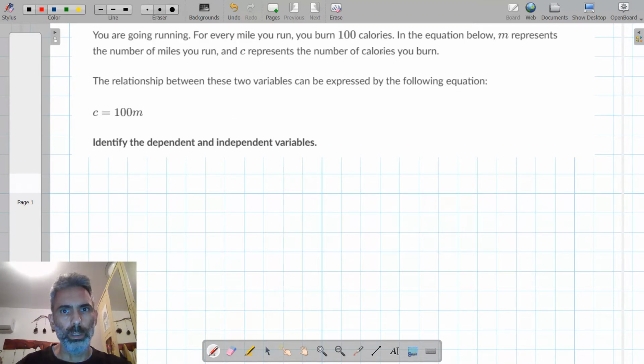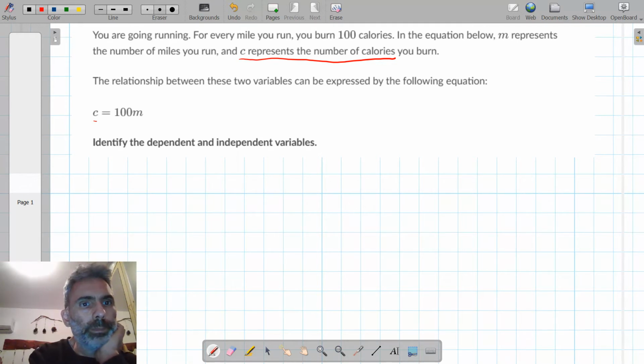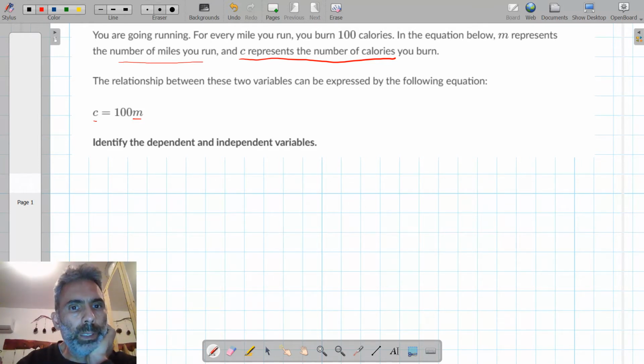Here, c is the number of calories. This is c. This is the number of calories you burn. And m represents the number of miles you run. Okay. Identify the dependent and independent variables.